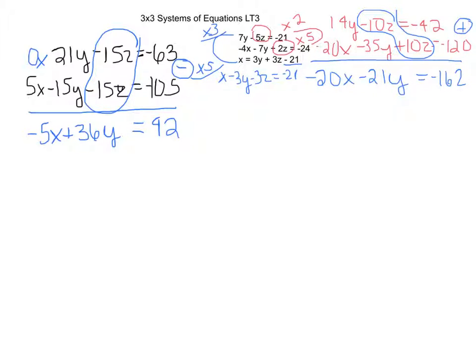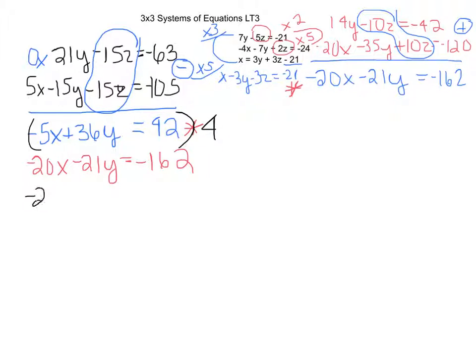So now I'm going to pair together these two equations to create my smaller system. So bring a -20x over here, a -21y, and a -162. So I'm actually going to multiply this entire first equation by 4, because that'll get me a common coefficient for x to more easily eliminate. And I'll just rewrite that down here. So we have -20x, 36y times 4 is going to get me 144y. 42 times 4 is going to get me 168.